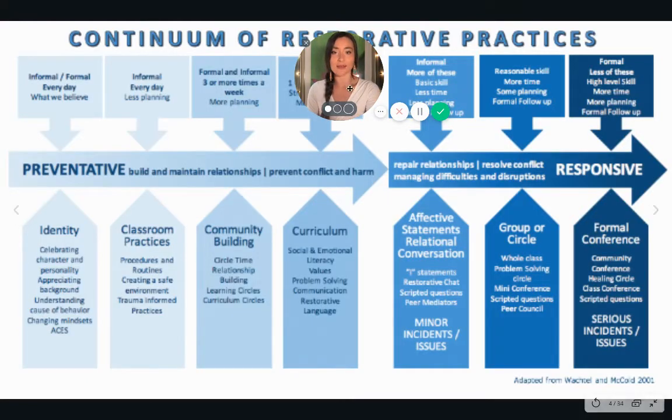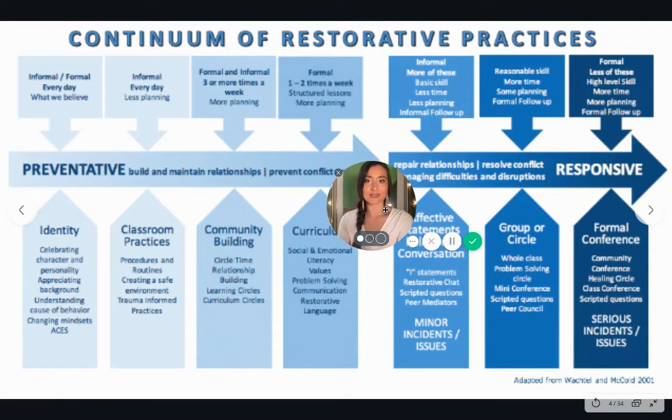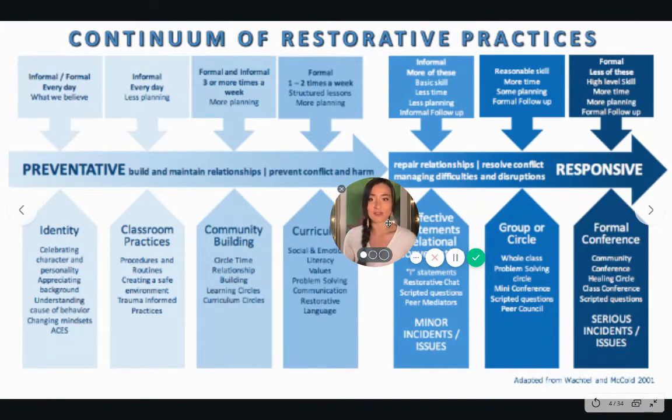So that's just a zoom out of what the potential is for restorative practices within a school setting. And then I also wanted to show you this continuum of restorative practices, just to give you a visual for how these practices are both preventative and responsive. These circle trainings that I'm going to be doing are part of a series. And today we're just focusing on the restorative circles. So that's a preventative practice. That's a community building practice.